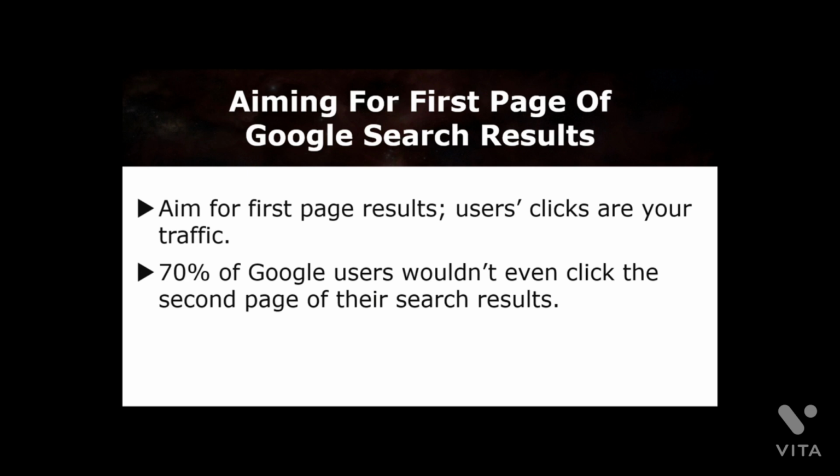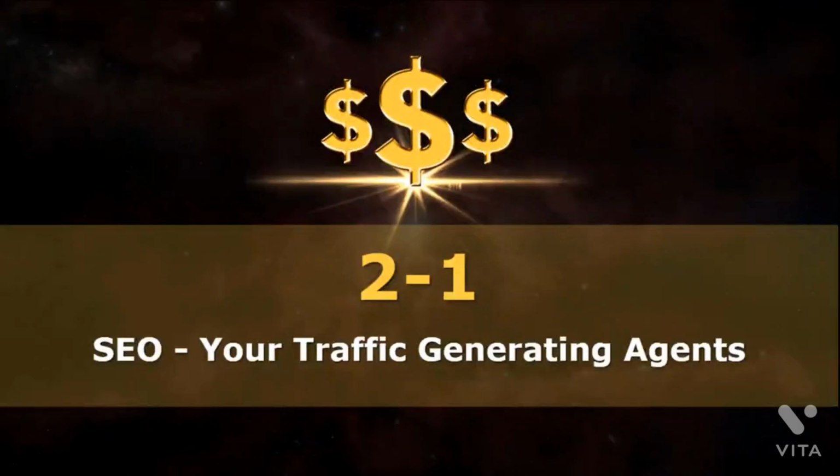Their clicks are your traffic. Research shows that 70% of Google users would not even click the second page of their search results. If they can't find it on the first page, they would retype their search using different relevant keywords. Thus, the cycle continues.